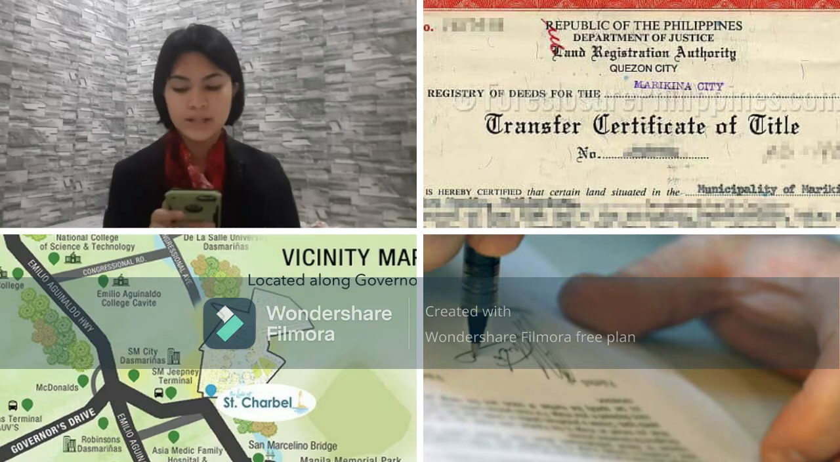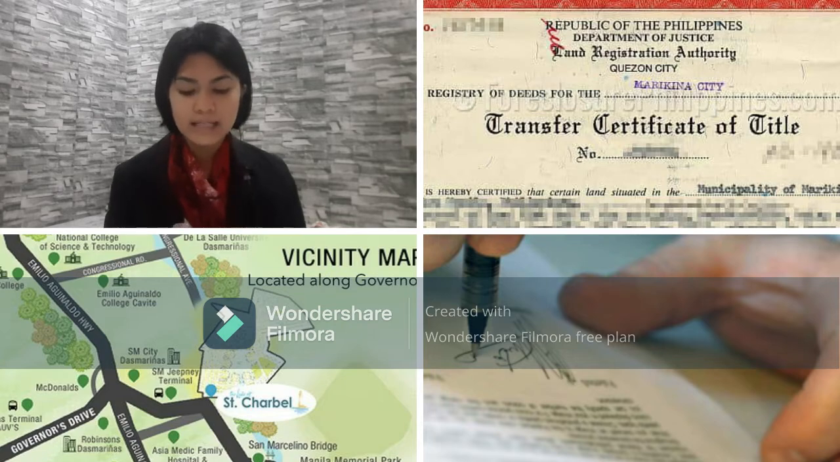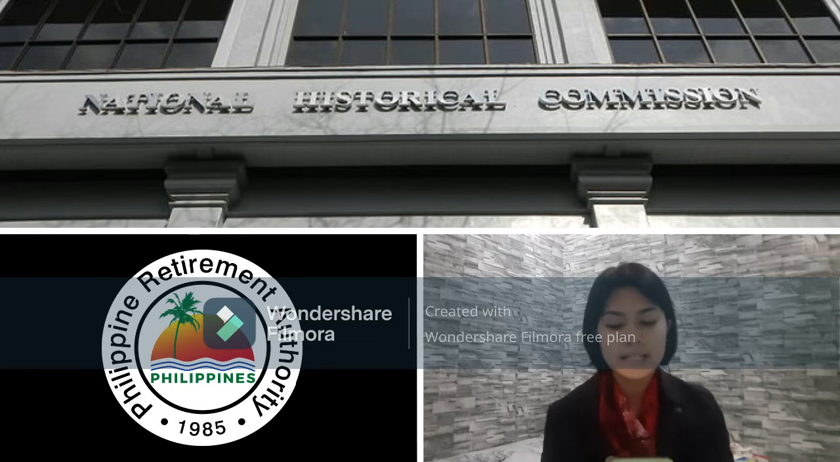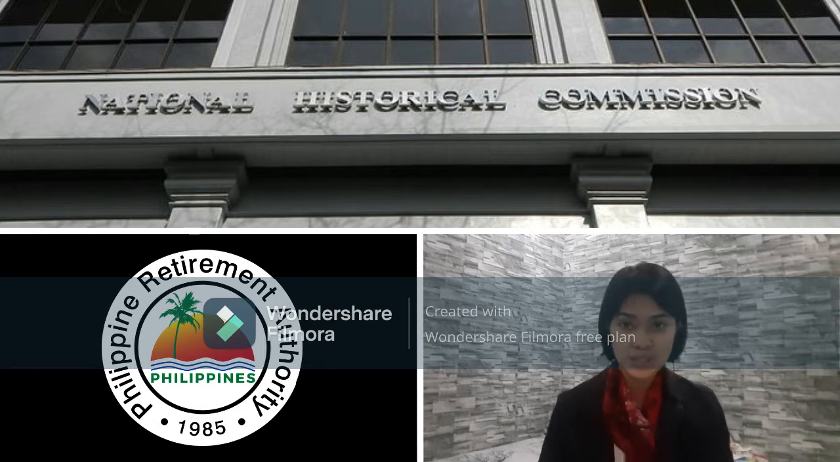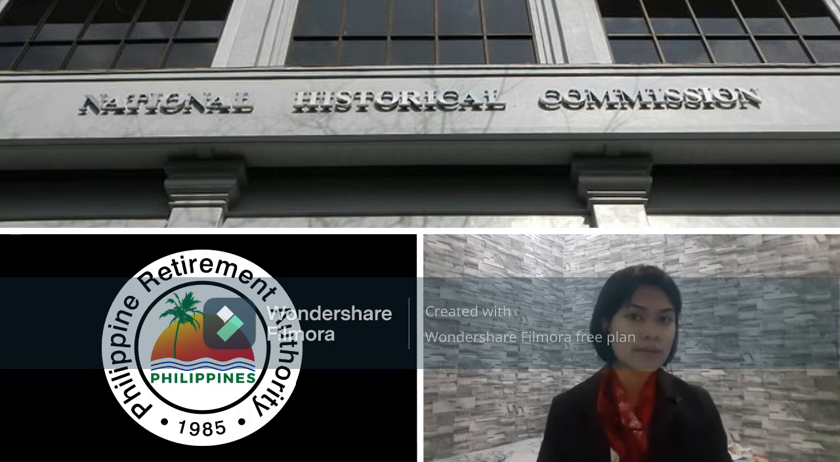Next is the proof of land ownership or the long-term lease agreement for a period of not less than 25 years. Next is the endorsement letter from the National Historical Institute in case of cultural and heritage tourism zone. The last is other supporting documents and clearances that may be required by TEZ. For more information, visit tez.gov.ph.